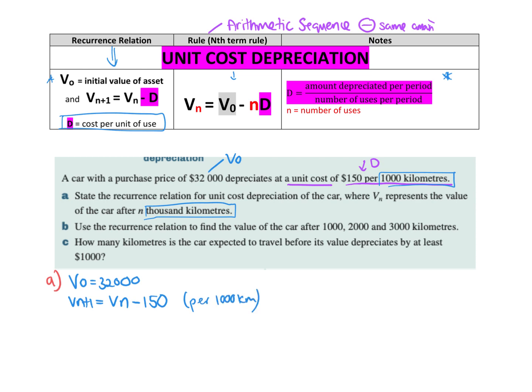Okay? So then we get asked, it says use the recurrence relation to show the value of the car after 1,000, 2,000, 3,000. So it's still sort of like saying V1, V2, V3. That's because we're saying the rule is for every 1,000. So what we'll do, we'll say V1 equals the initial, so 32,000, minus, what are we saying? 150.